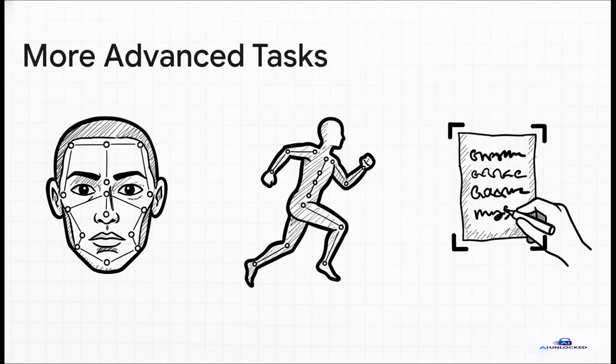And the list of what AI vision can do just keeps growing. We're talking about face recognition to identify specific people, pose estimation to track the joints of a body in motion, and even optical character recognition, or OCR, which lets an AI read the text right out of a picture.